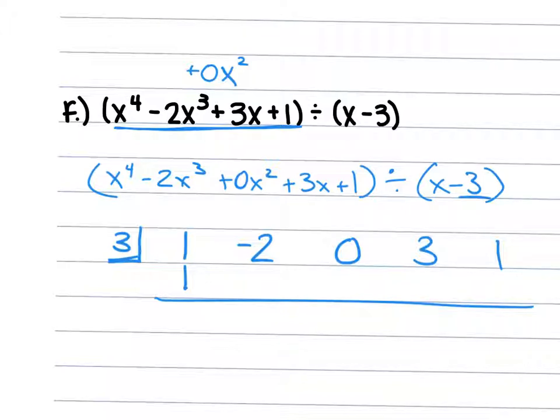3 times 3 is 9. 9 plus 3 is 11. 11 times 3 is 33. 33 plus 1 is 34. And then 34 is going to be your remainder. Then you're going to add all— Wait. I can't keep up. I can't keep up. Yeah, 12. Yeah. Which one?